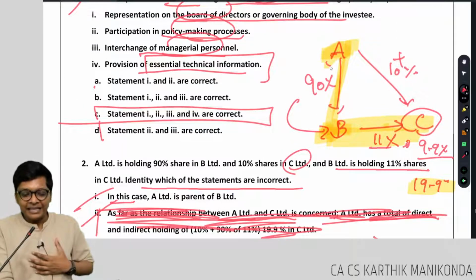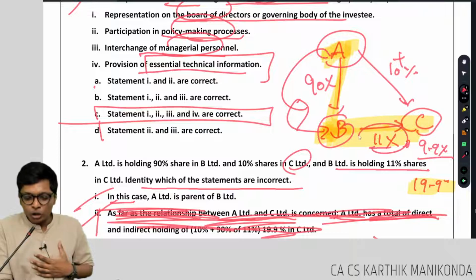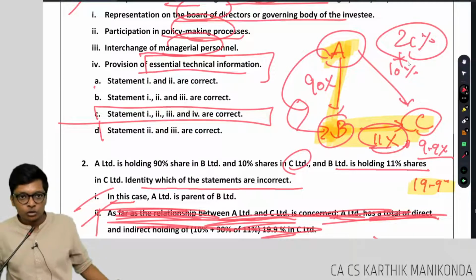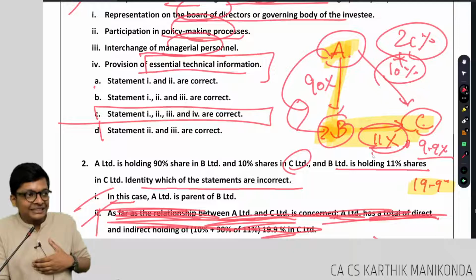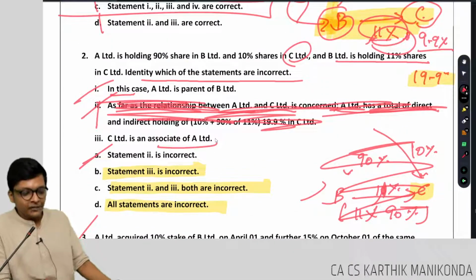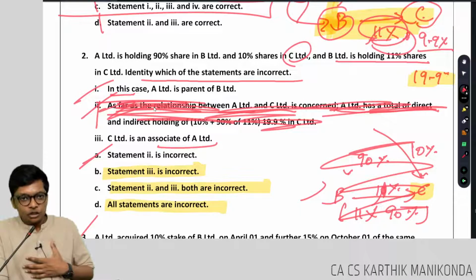See why I am saying A controls 90% of B. That means I control totally 21% of C. So now look at this. A has in C how much, guys? 21%. 10 plus 11. Therefore, it becomes an associate. Therefore, what is wrong is 2. Are you following, guys? Understood?